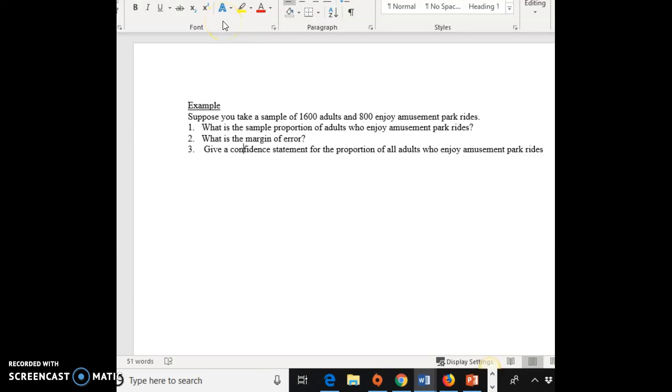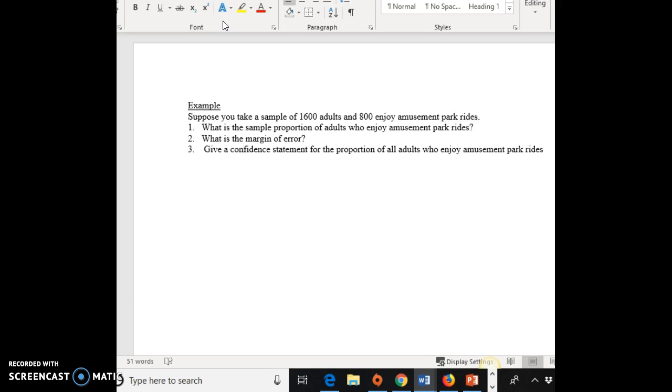All right, so we're going to look at the steps in doing our first confidence statement. And some of the exercises you have in the activities are going to ask you to do these 95% confidence statements. All right, so let's take a look at our example.